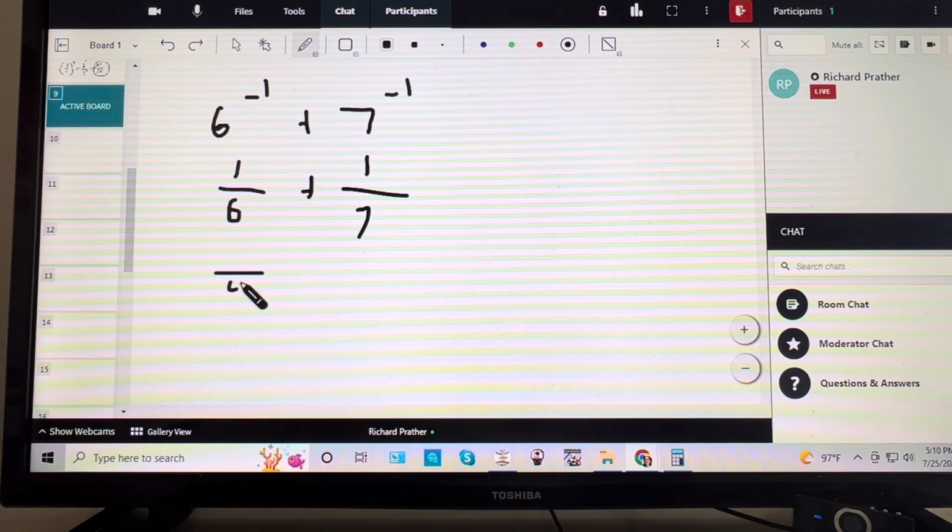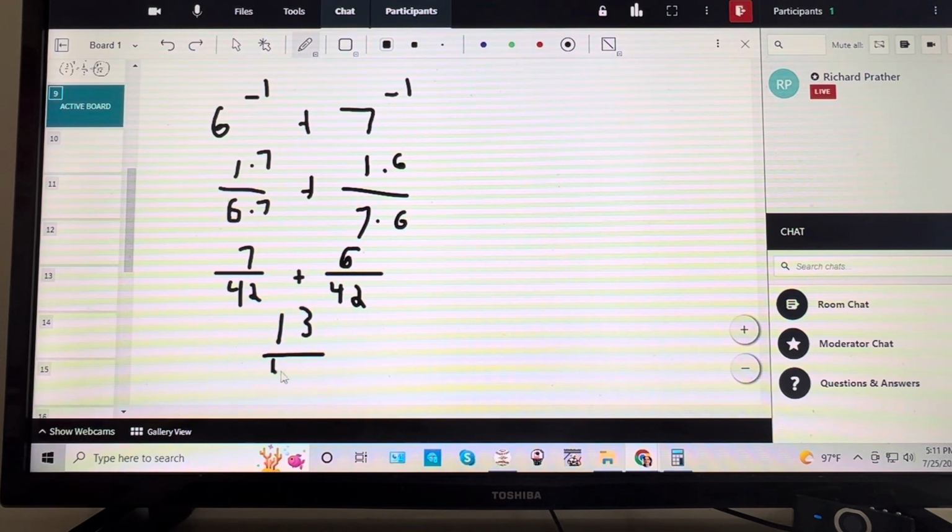6 times 7 is 42. And then you can get each one by multiplying by the other one. The 6 needs to be multiplied by the 7 to its top and bottom. The 7 needs to be multiplied by the 6 to the top and bottom. That way you're multiplying by 1 and not changing it, but that way both denominators will be 42. 1 times 7 is 7. 1 times 6 is 6. 7 plus 6 is 13. 13 is prime, so it won't divide into 42.